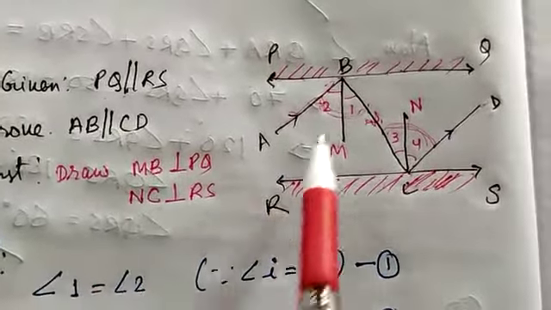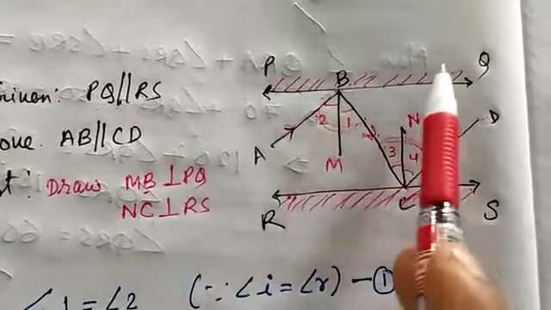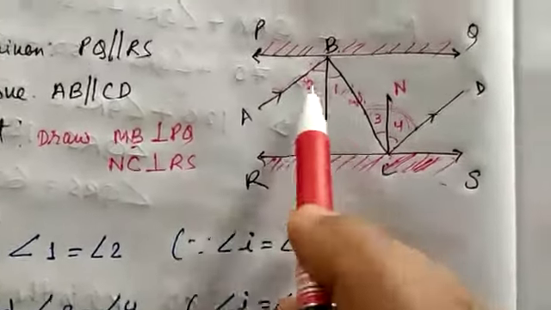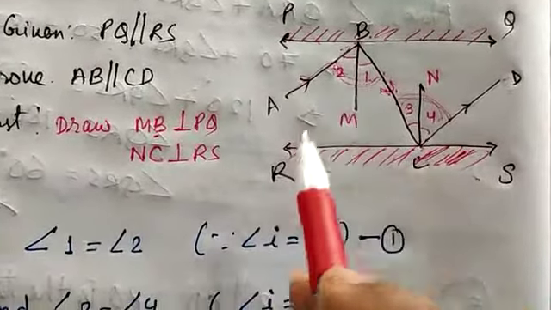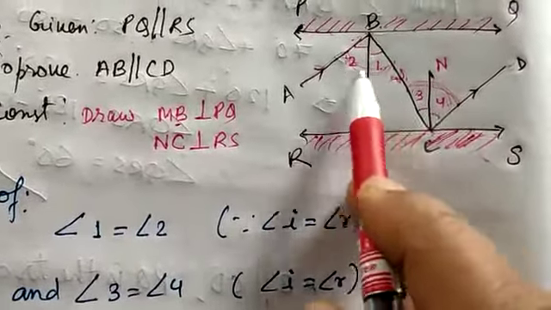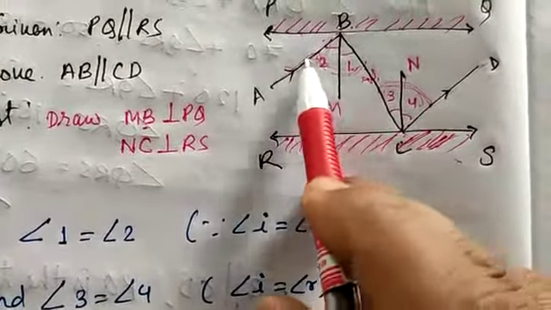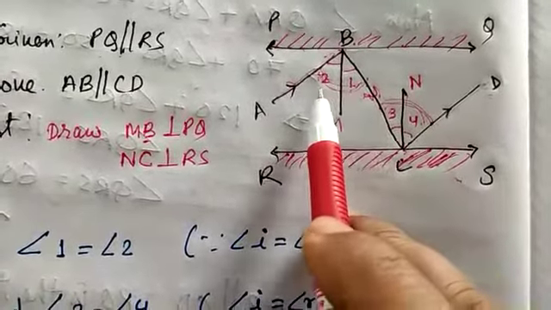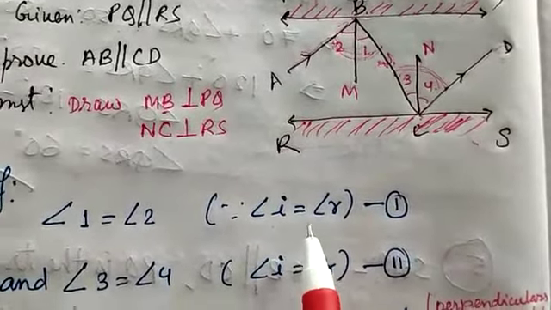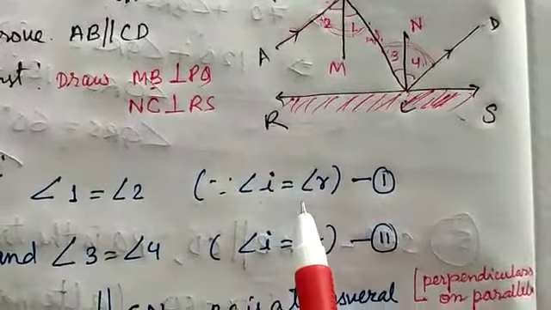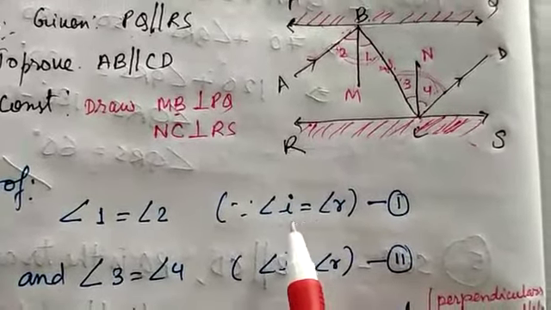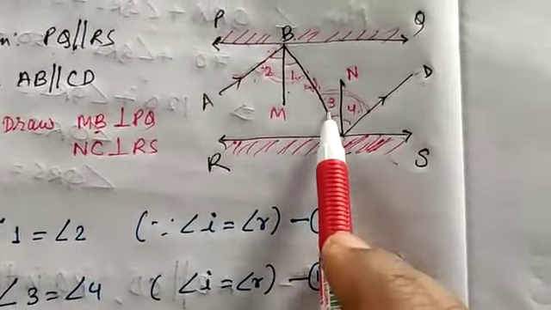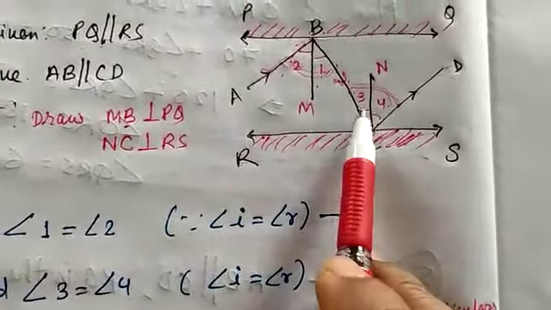Let's see, I have done the construction: MB perpendicular to PQ and NC perpendicular to RS. And then I have taken angles 1, 2, 3 and 4. Angle 1 is equal to angle 2. Why? Because if this is the incident ray, this is the reflected ray, and this is the perpendicular, then the angle of incidence is equal to the angle of reflection. These are the laws of reflection in physics, given in class 7 and class 8. You might have learned this. I repeat again, the angle of incidence will be equal to the angle of reflection. I have used that theory here. And similarly, angle 3 will be equal to angle 4, again because the angle of incidence equals the angle of reflection.